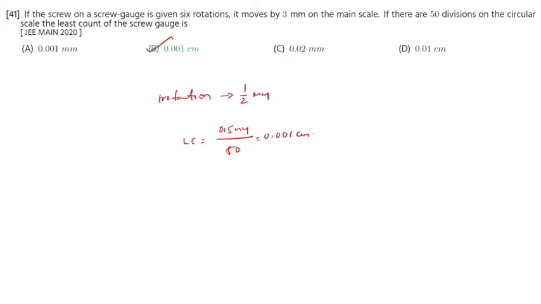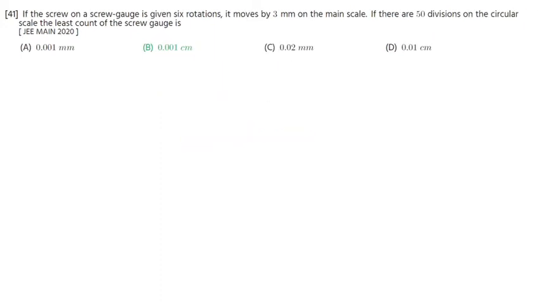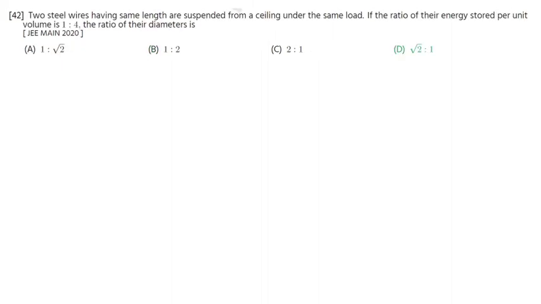One more question. I think it is repeated. Question number 41, so 42. Two steel wires having the same length are suspended from a ceiling under the same load. If the ratio of their energy stored per unit volume is 1:4, then the ratio of their diameters? The ratio of the energy is given.